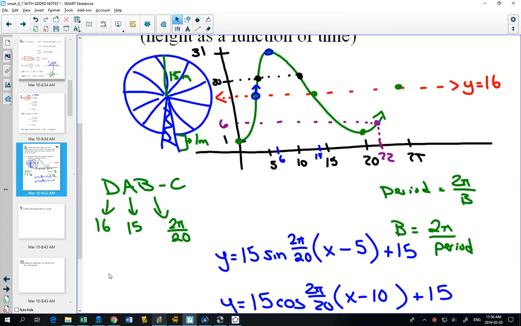Okay, so in the last 5 minutes, I would like you to do, in the try these on your own, try example 2, which is a Ferris wheel one, as well.